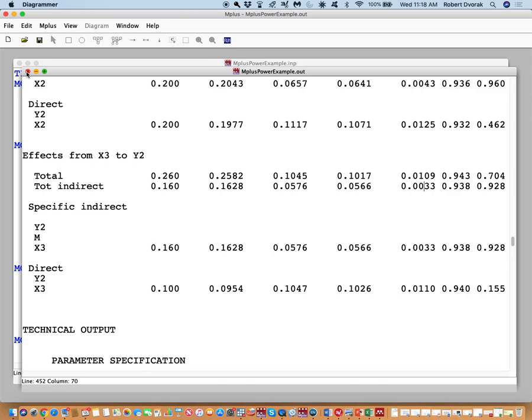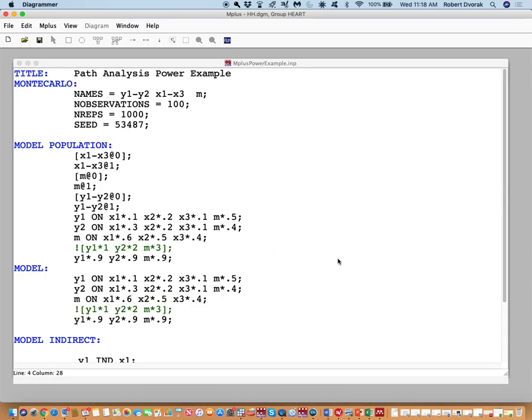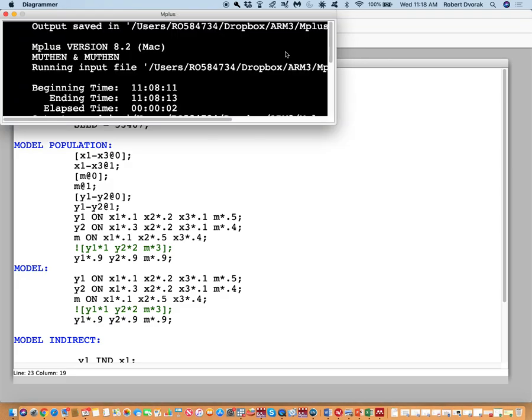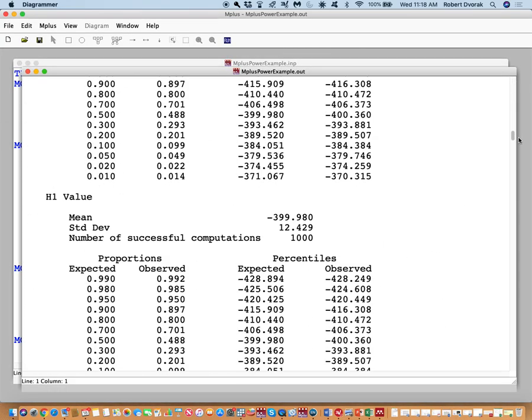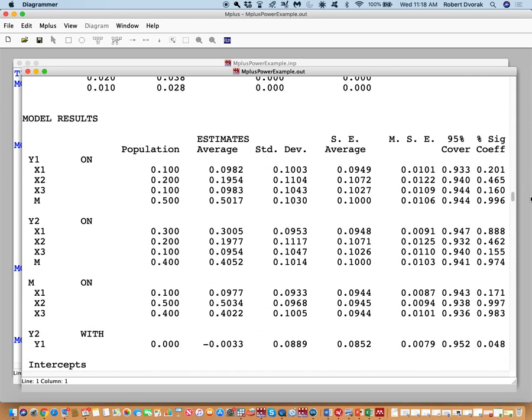We could go back and we could change one small thing, right? Let's change this to 0.1. M on X1, 0.1. We hit run. We scroll down to look at our power. These points are standard error. It's a correlation. Correlation, yeah, correlation coefficient.